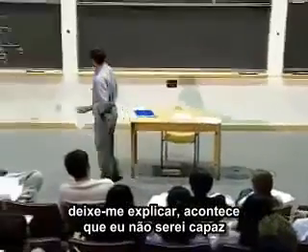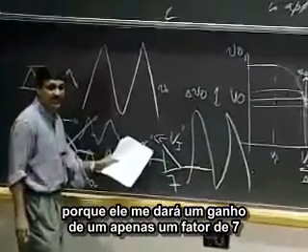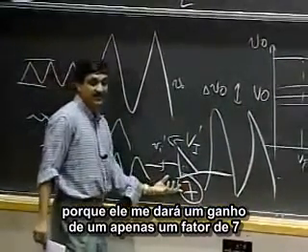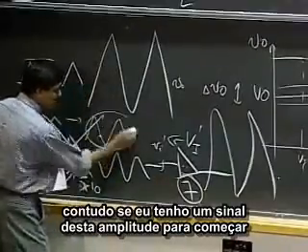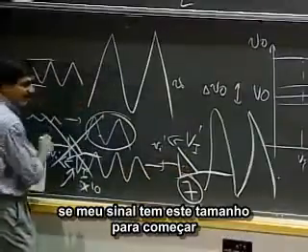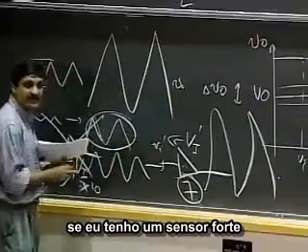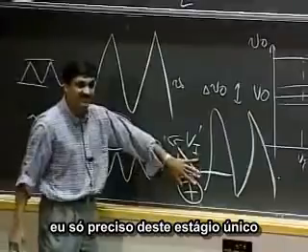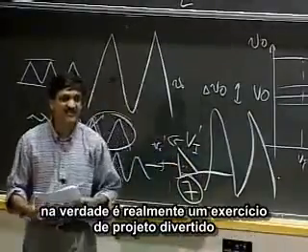So I'll just explain. It turns out that I will not be able to pass this to the big amplifier to begin with because this may give me a gain of just a factor of 7. Okay. So, however, if I have a signal that's this big to begin with, then I may just need this amplifier. I don't need the smaller guy. If my signal was this big to begin with, if I had a strong sensor, okay, that produced a strong signal to begin with, yeah, I can deal with just a single stage. I don't need 2 stages. Okay, it's all a matter of design, and it's actually a fun design exercise.